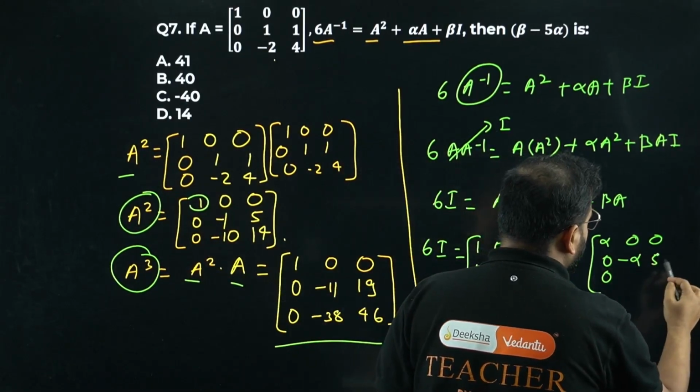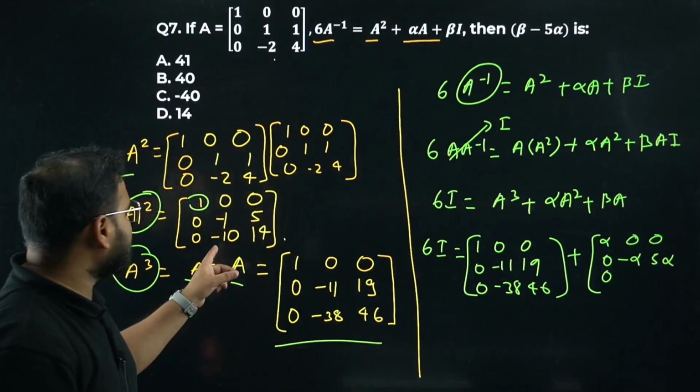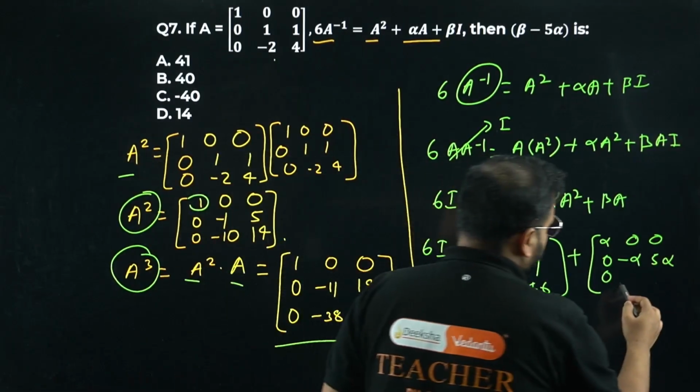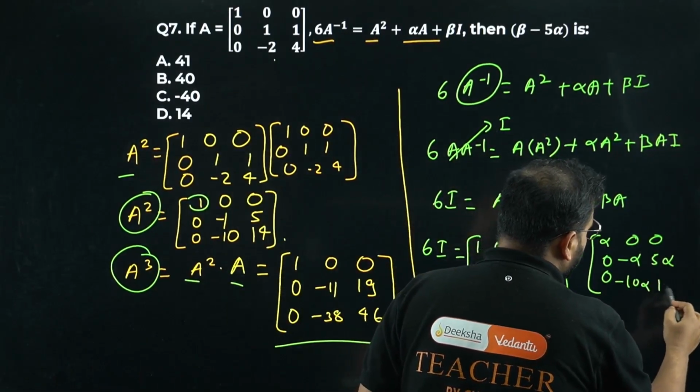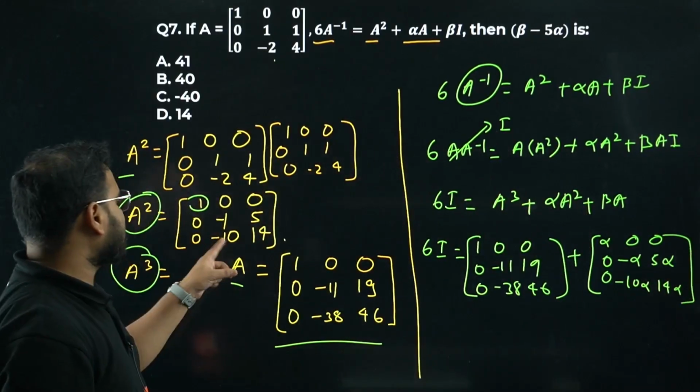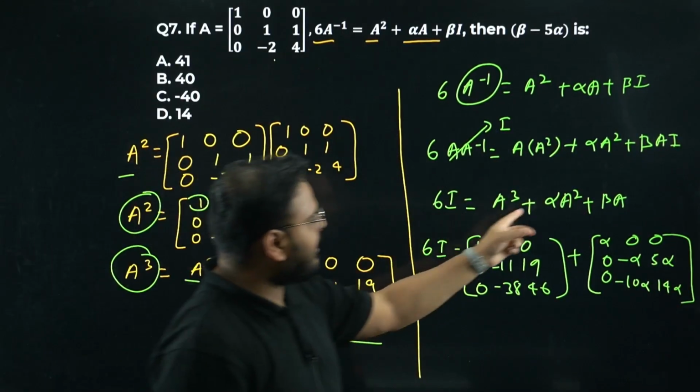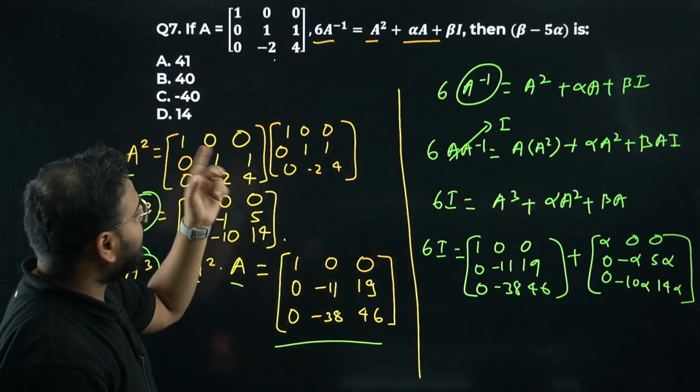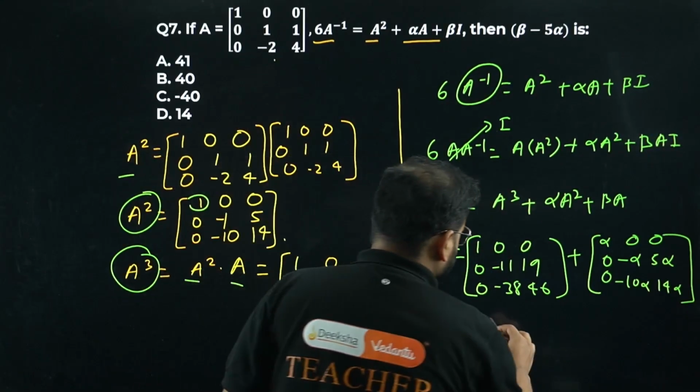Minus alpha, 5 alpha. Again we have minus 10 alpha and 14 alpha. Please check. Minus 10 alpha and 14 alpha. This is again done: alpha times A square. Now I have beta times of A.